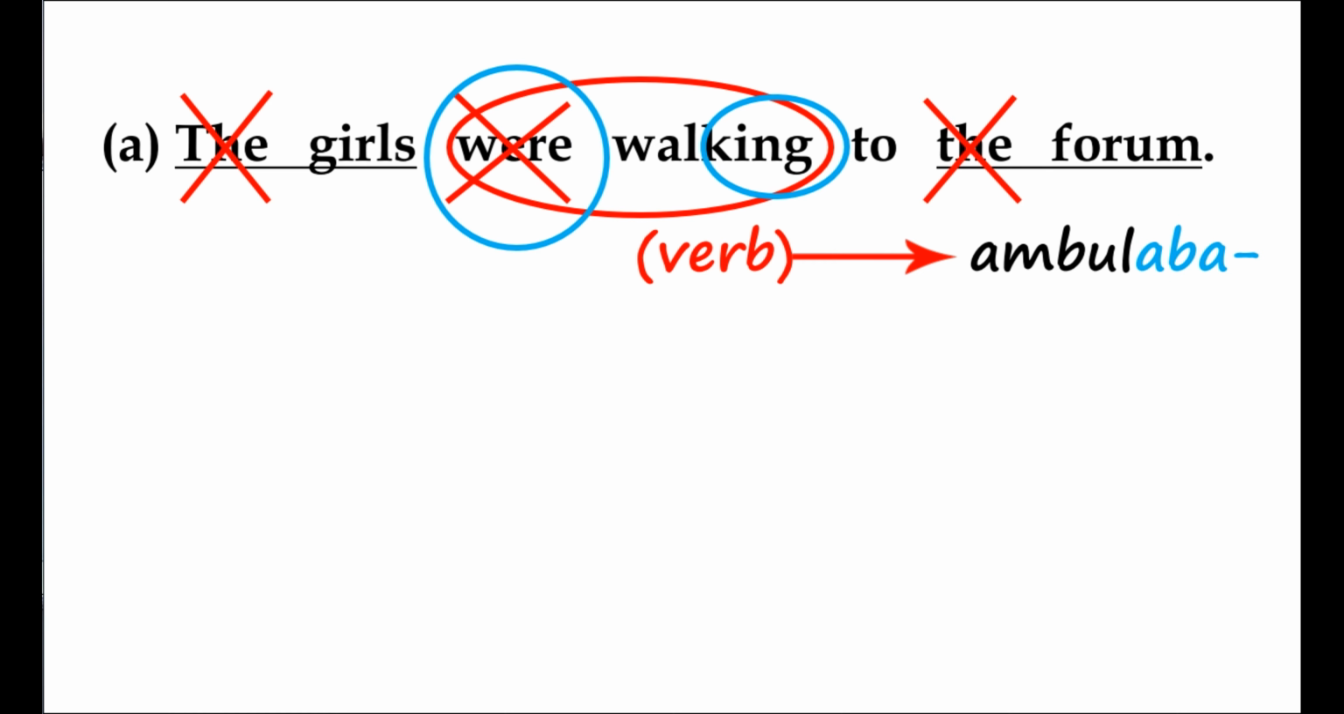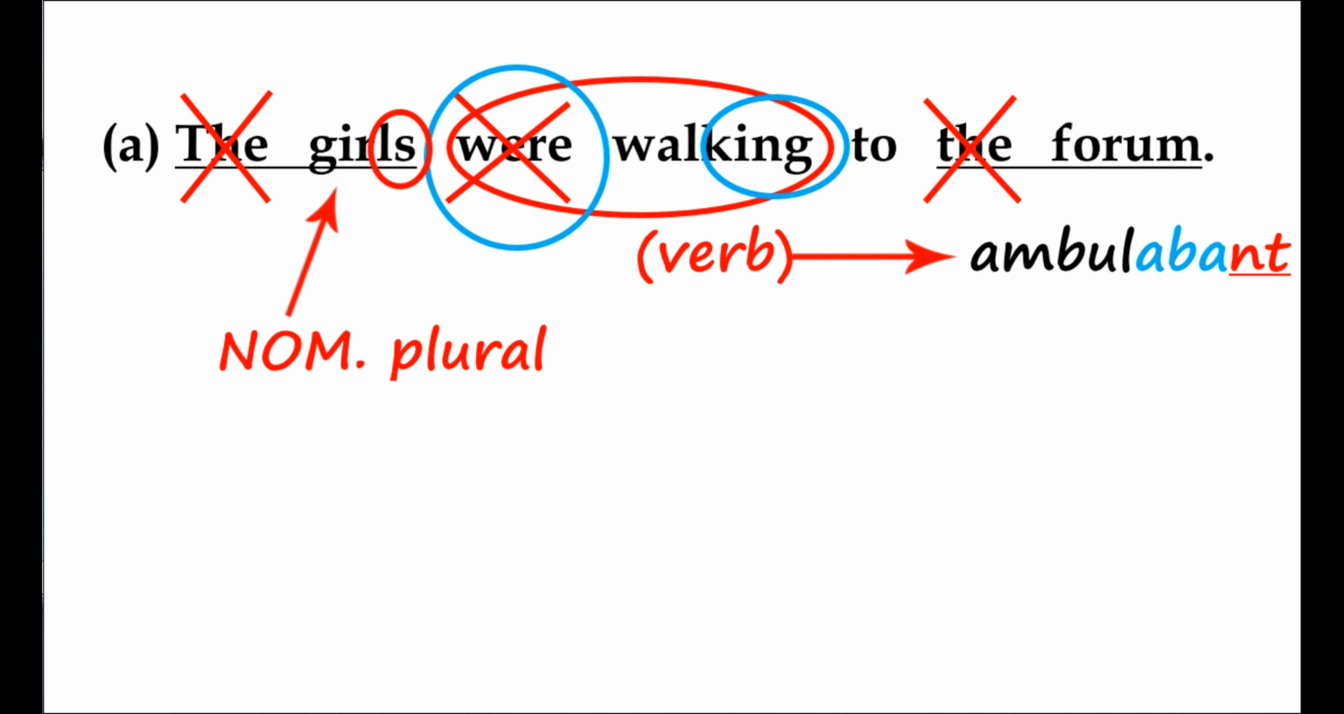Now we really need to look at who's doing it. Who's doing the walking? The nominative is this, isn't it? It's the girls. And if that's plural, there's only one word that you can translate the girls with in English, and that is they. They were walking. So it must be ambulabant. There it goes. Ambulabant is at the end of the sentence, so we've got that in place now.